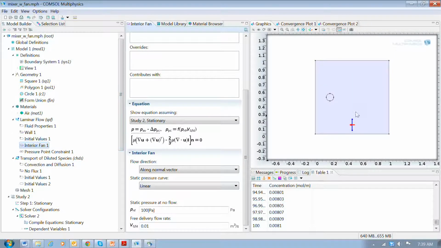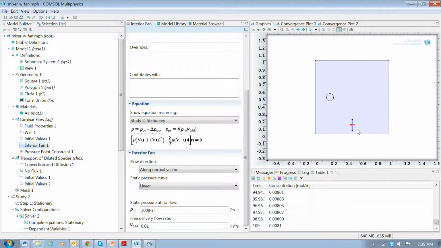So I made this interior fan, and this works like a fan that you might have in your house to circulate air. Basically, it's a blade that rotates and it creates a flow and it creates a pressure drop. So we can see it's flowing in this direction. The pressure on this side is higher than the pressure on that side, and there's some flow associated with that.